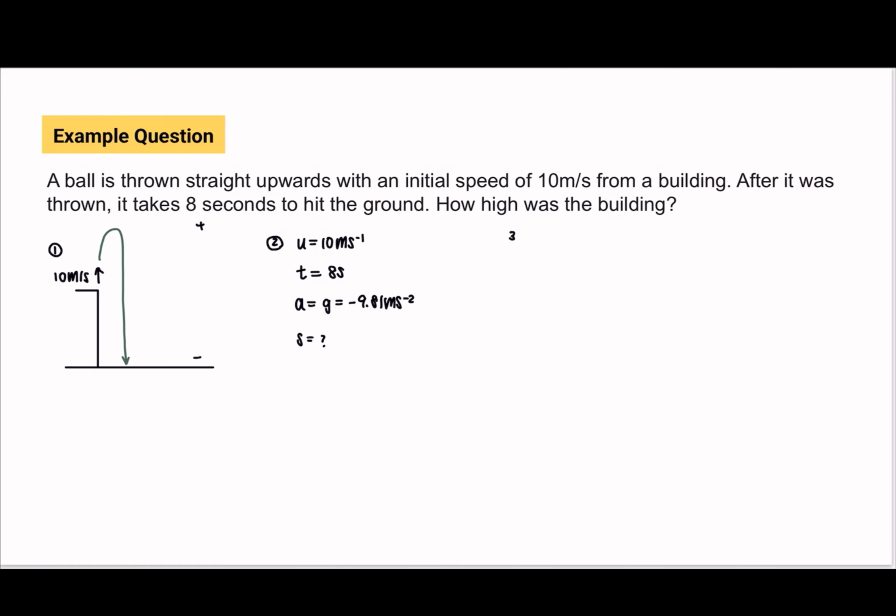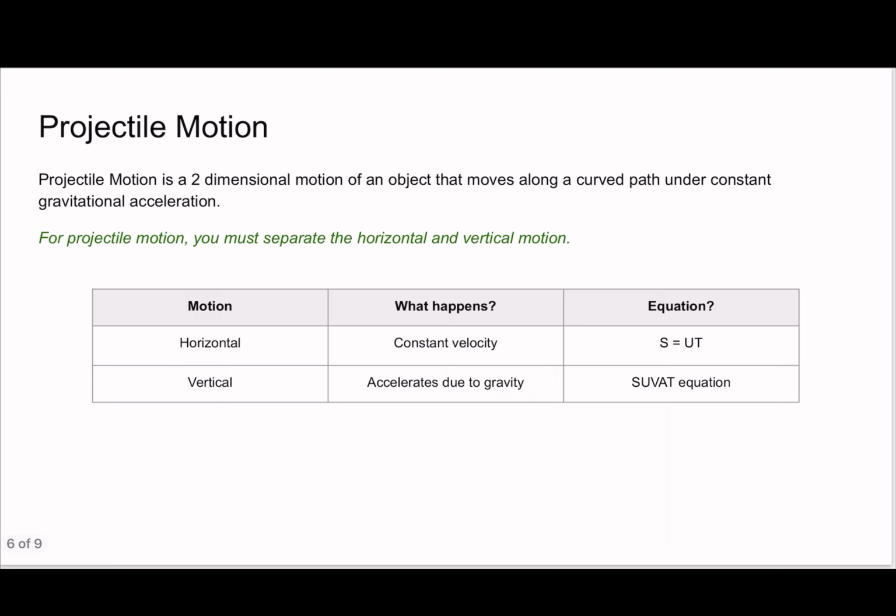We can solve this question by using S equals ut plus half at squared. Remember that S shows the displacement, not the distance traveled by the ball, and the displacement is equal to the height of the building. Now let's look at projectile motion.